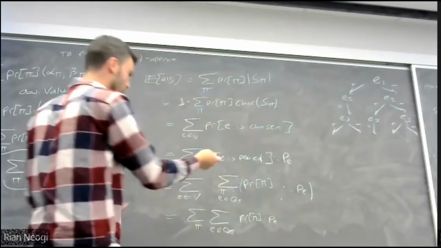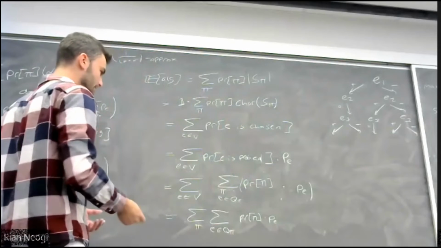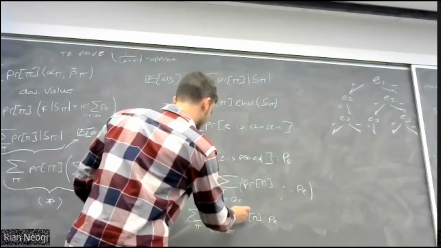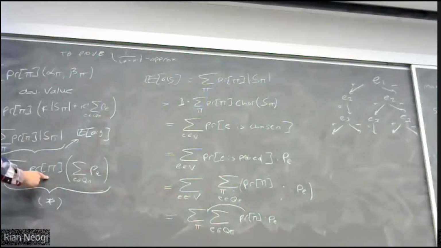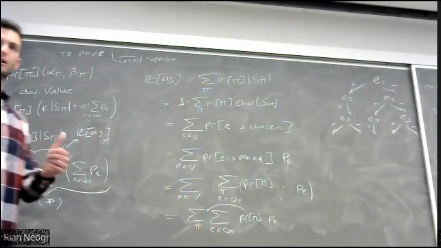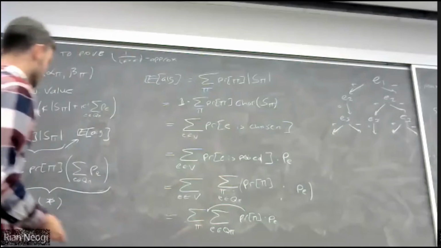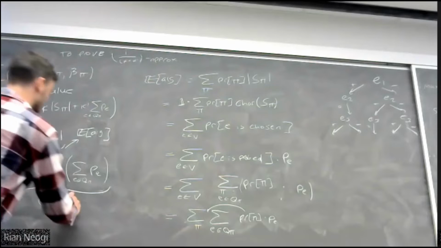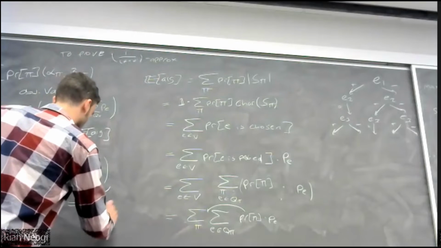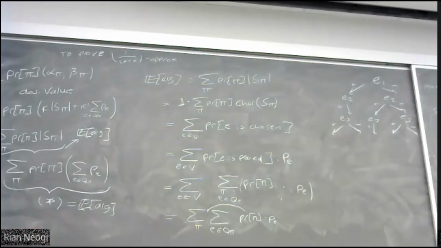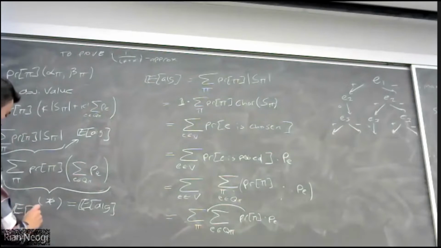Just reversing the order of the summation. But then I can take this out here and I get this. So it works out very nicely. So then star is equal to the expected value of the greedy algorithm. But then this whole expression is k plus k prime times the expected value of the greedy algorithm.